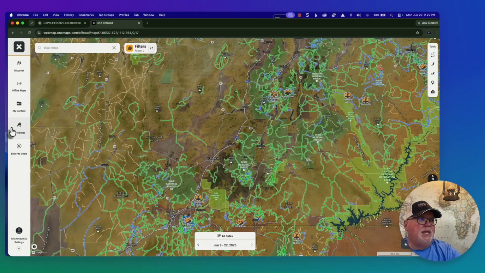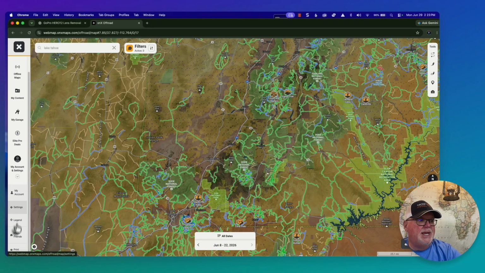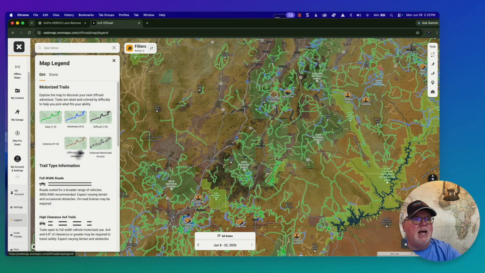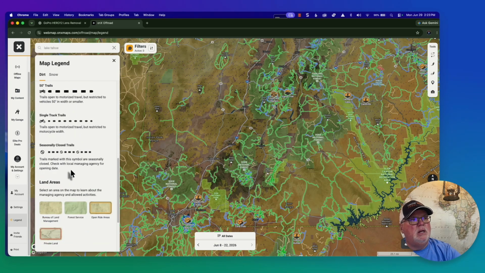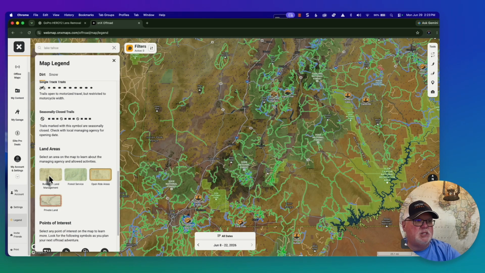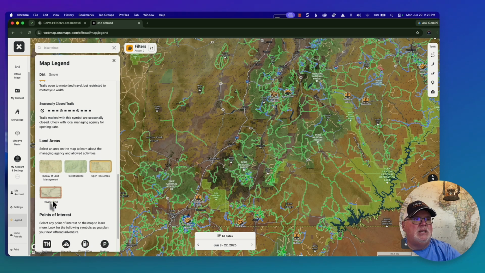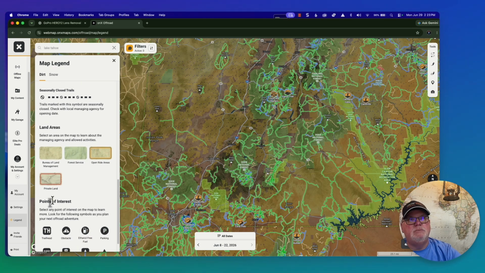If I want to look at my legend, I can come over here. I can move the box over here and take a look at my legend down here. I look at the settings. I can go to the legend. Notice over here, I click that on, and I have a legend that tells me what the colors mean in the trails. It tells me the trail type. It gives different markings for what the trails are. And then it also talks about Bureau of Land Management. We've covered that before. Forest Service, open ride areas, and private land. It all covers it. Tells you what the colors mean. It's your symbol, just like we talked about in the last episode.